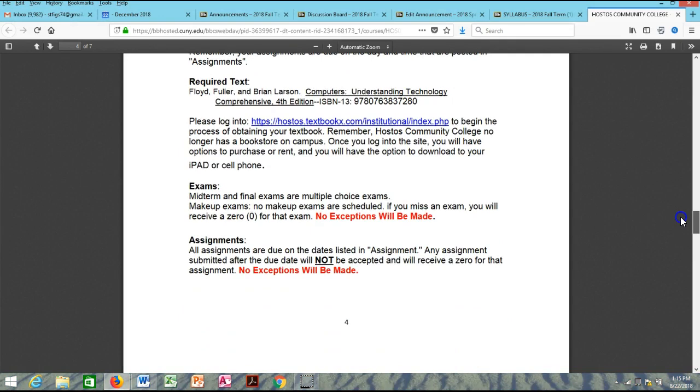All assignments, everything is due by the due date. If you do not submit them by the due date, and those of you who already know about me know I'm serious about giving zeros. The idea is not to give you zeros. I don't want to give zeros, but to make you aware that deadlines are important.